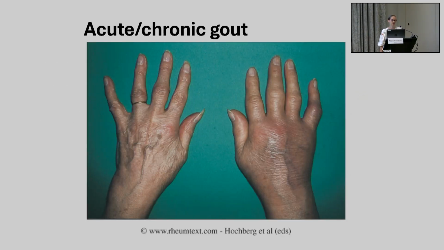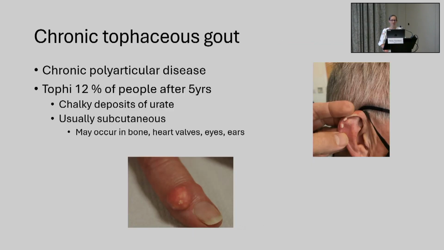Here is a picture of acute on chronic gout. You can see there's a tophus, but also an acutely swollen right hand with the appearance of dactylitis. And I think that's the other thing to remember, that gout can cause a dactylitis, which can sometimes be confused with a psoriatic arthritis.